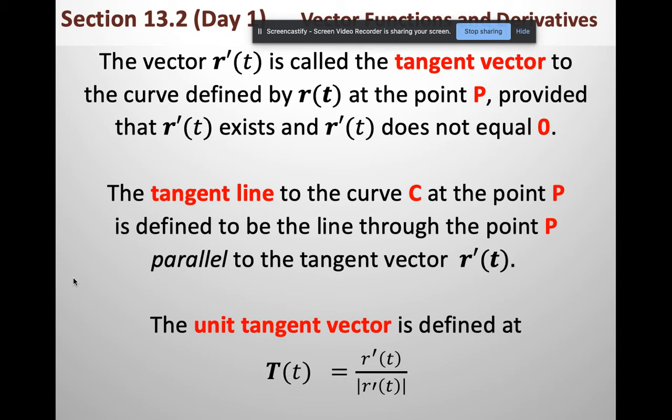Notice that I need to make sure that the derivative does not equal 0, and think about why that might be. And what the tangent line is: the line through a point that is parallel to the tangent vector. Right, so I have a tangent line and a tangent vector, two different things. And then, of course, I have the unit tangent vector, which is r prime over, I don't know why that apostrophe is so far down there, but the tangent vector divided by the magnitude of the tangent vector.